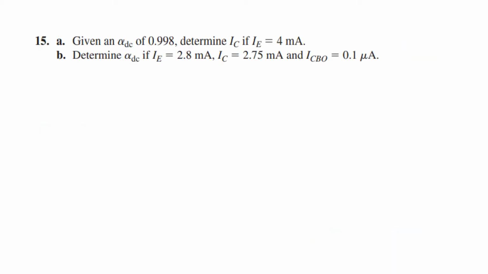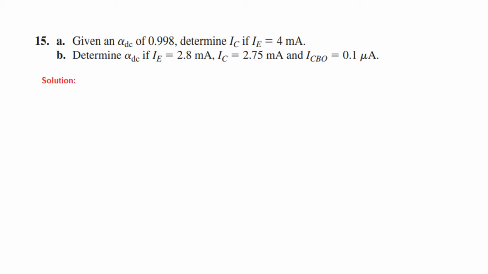Okay, now let's see example 15, end chapter problem number 15. The question is, given alpha DC 0.998, determine IC if IE is 4 milliampere. And part 2 is determine alpha DC if IE is 2.5 milliampere, IC is 2.75 and ICBO is 0.1 microampere.